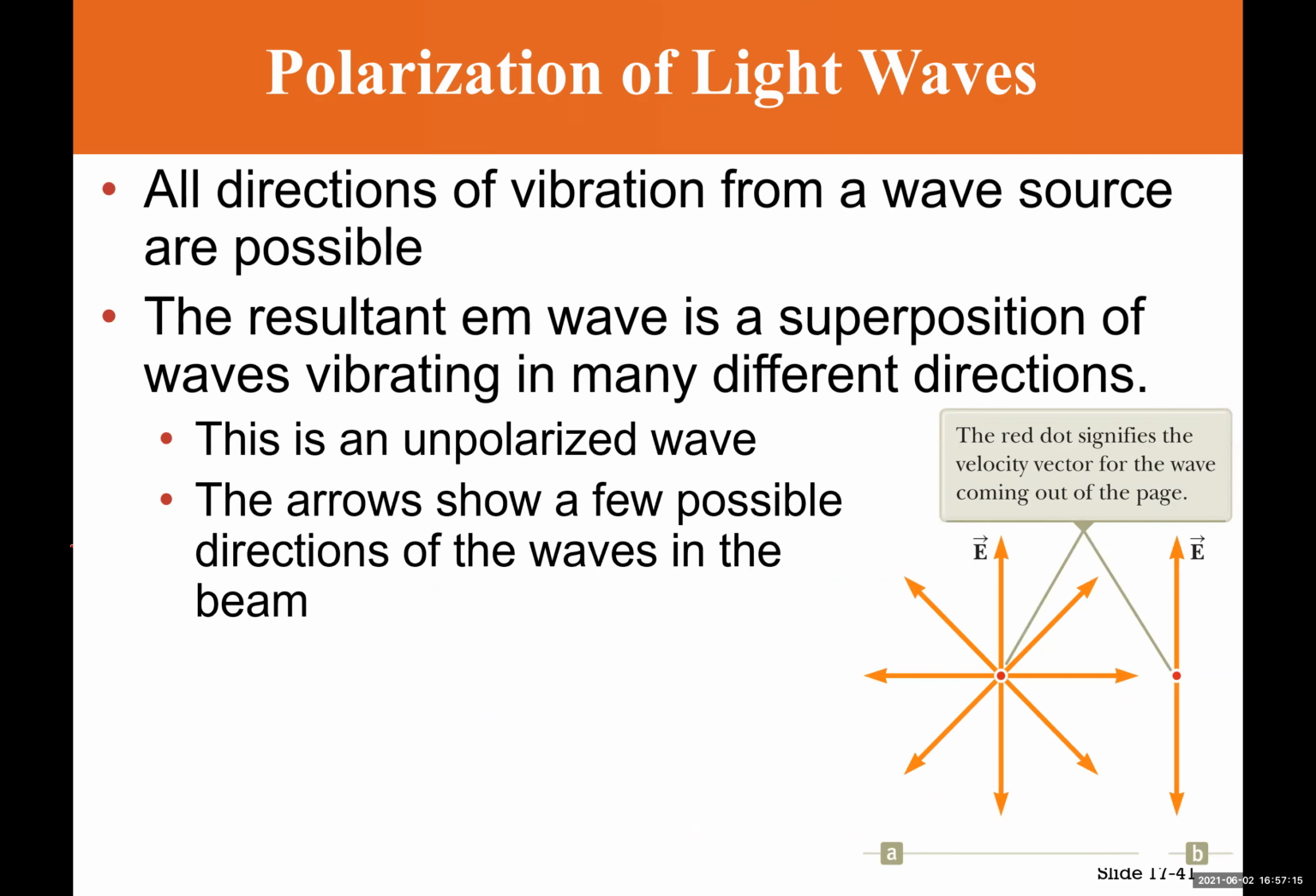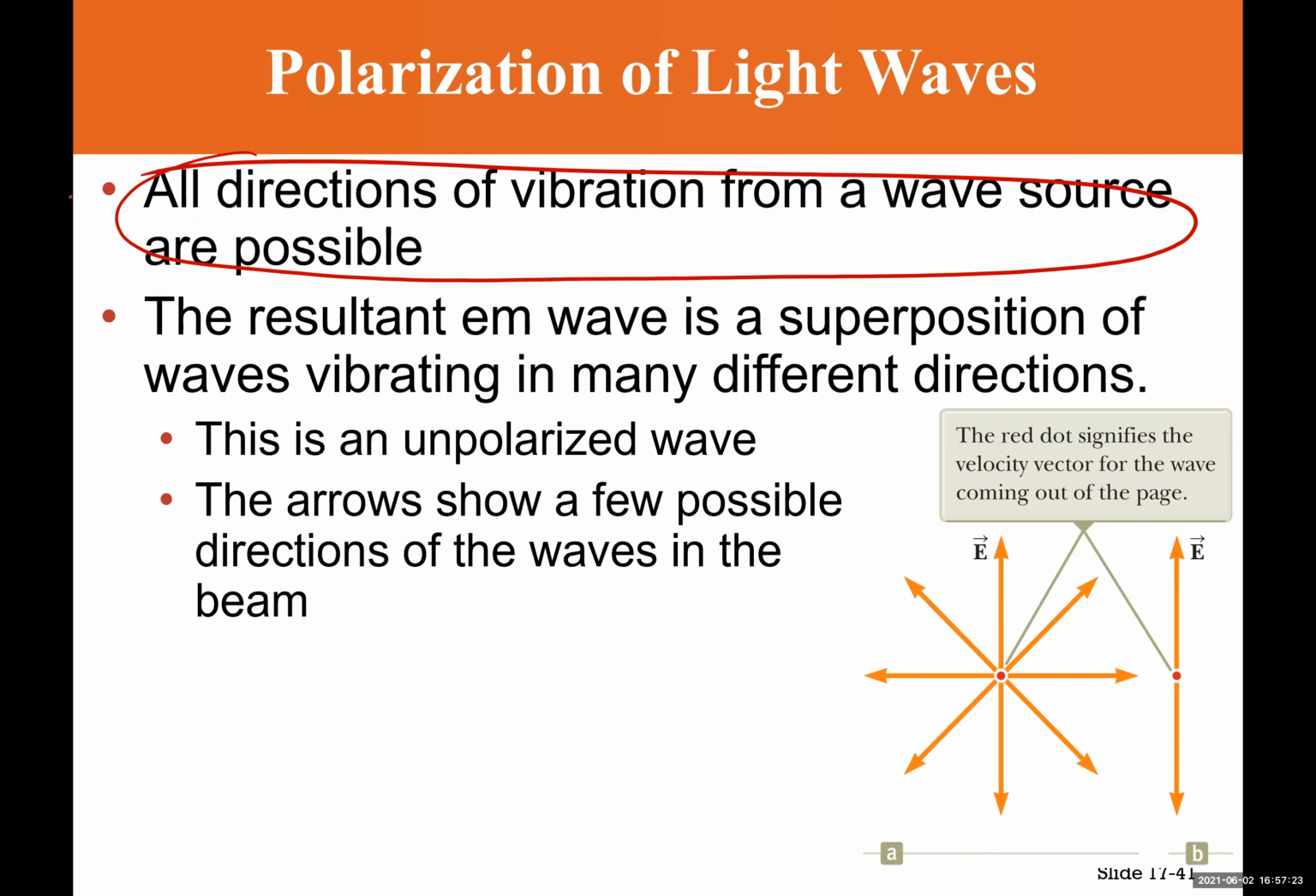So when you're talking about the natural or unpolarized light, it vibrates in all directions. So all directions of vibration from a wave source are possible. That means if this is some kind of light source, it generates an electric field in every direction. So if the light is propagating like this, you can think that it has all the directions. Again, this is an unpolarized wave, and sometimes we call it natural light.